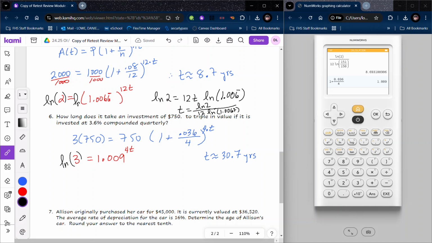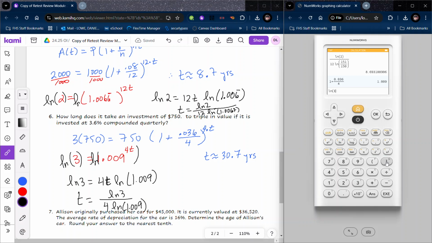If I take the natural log of one side, I can take the natural log of the other side, and so that would give me the natural log of 3 is equal to 4t times the natural log of 1.009, using properties of logarithms. That means that t would be equal to the natural log of 3 all divided by 4 times the natural log of 1.009.